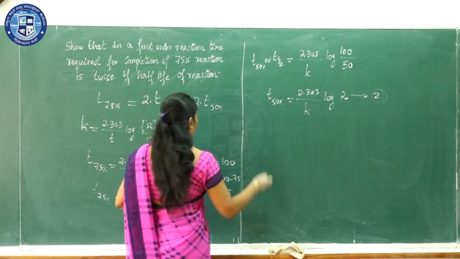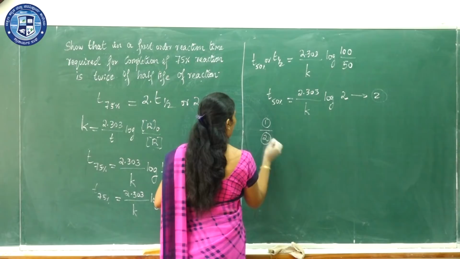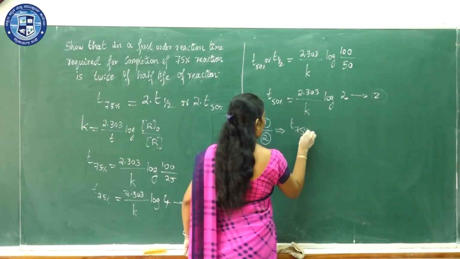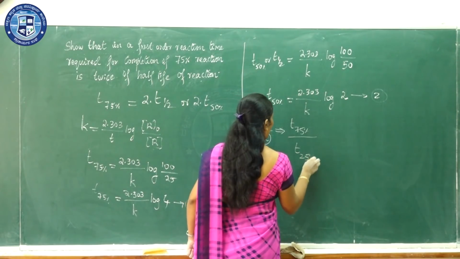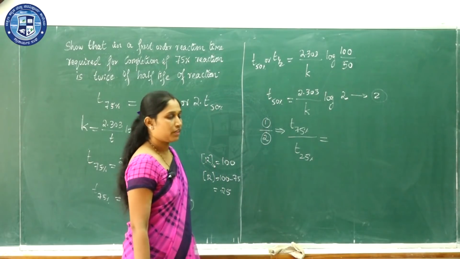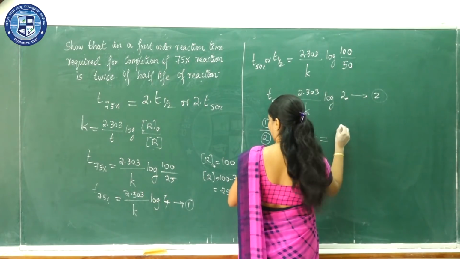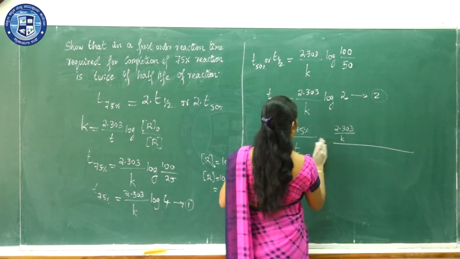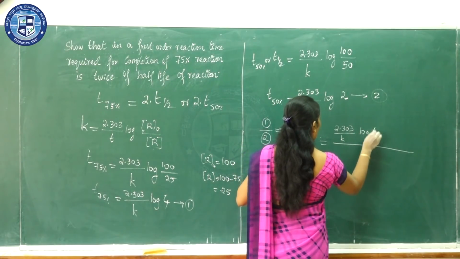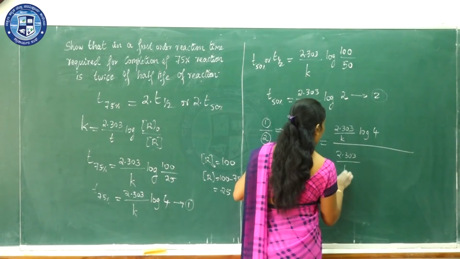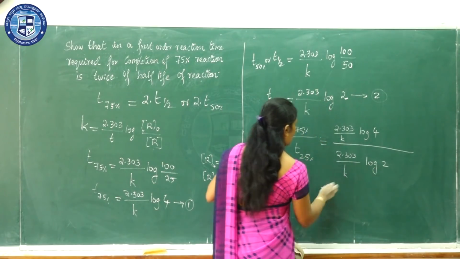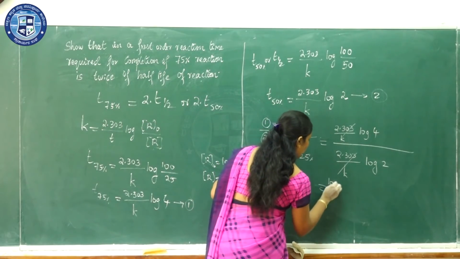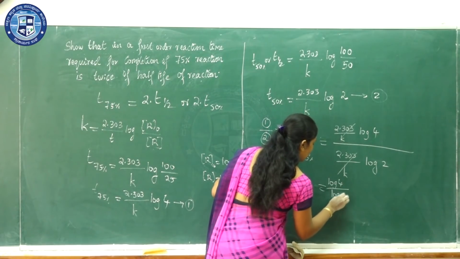So when you do 1 by 2, it will give you T 75% divided by T 25% is equal to, when you take the ratios, 2.303 divided by K log 4, over 2.303 divided by K log 2. So this and this will get cancelled. So we will be left with log 4 by log 2.